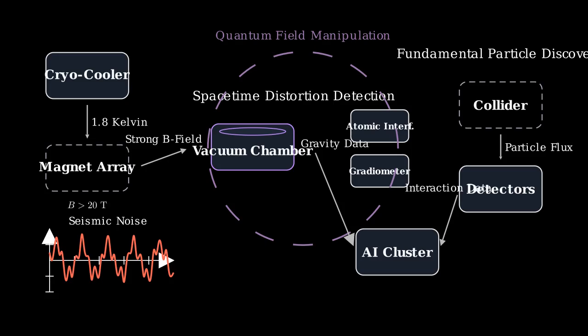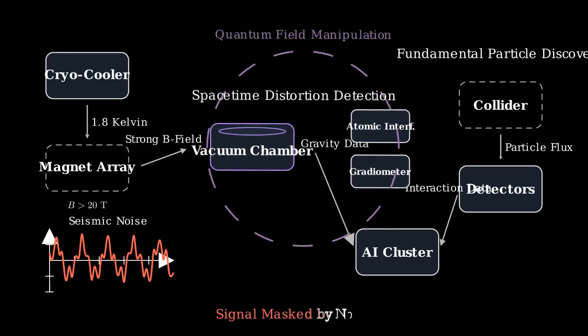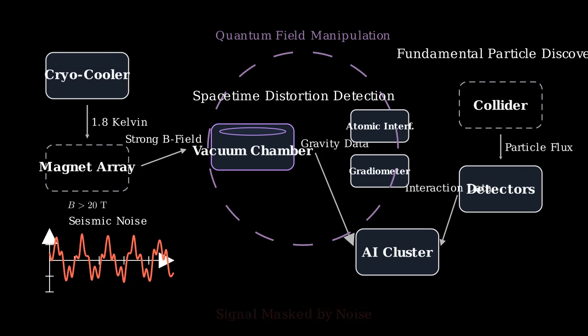External vibrations and seismic noise can easily disrupt these delicate measurements, masking the signals we are trying to find. The entire experimental setup must be incredibly stable, but even then, environmental factors can overwhelm our instruments and hide the very evidence we are looking for. This is where the AI cluster becomes essential once more. By sending filtering instructions back to the instruments, the system can mathematically subtract the background noise, isolating the true signal from the chaos and allowing the experiment to proceed with much higher precision.